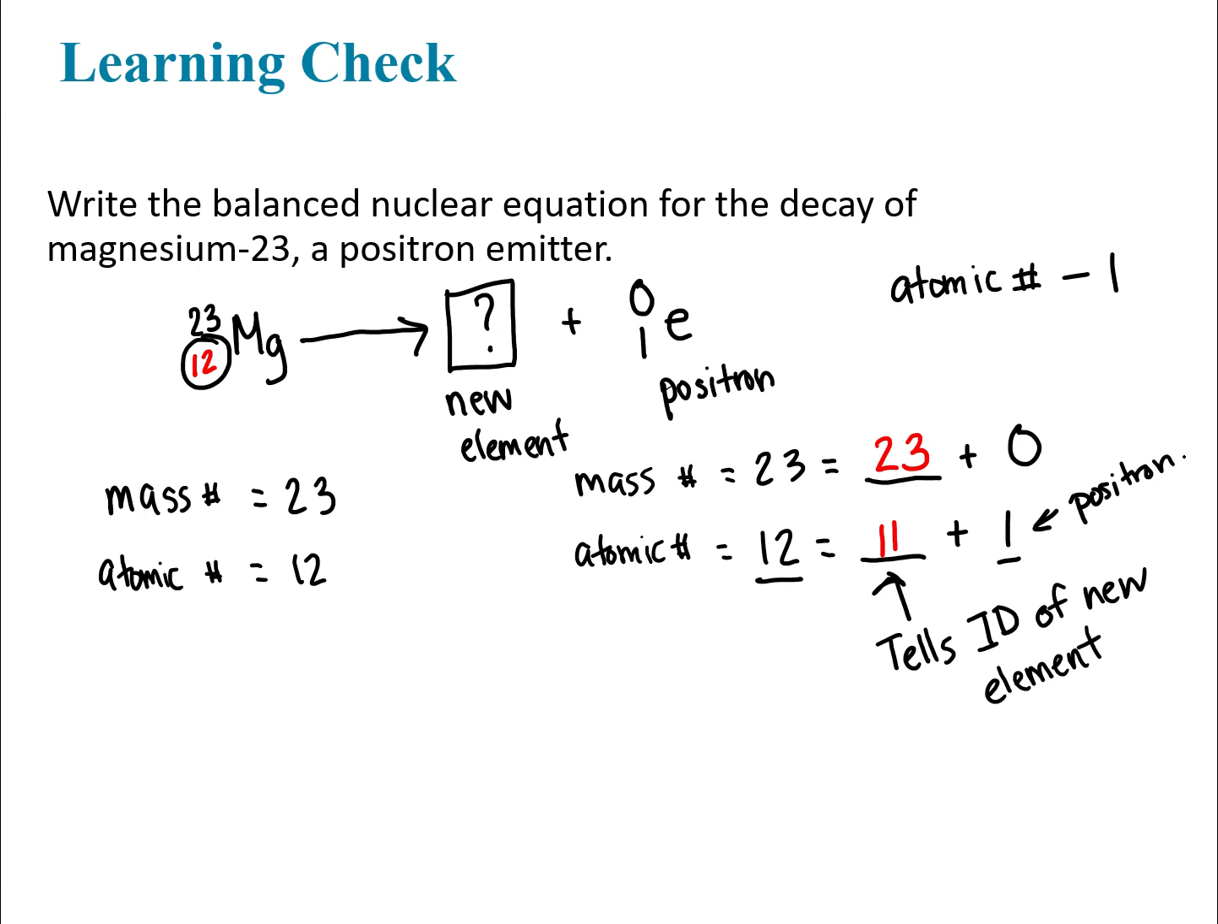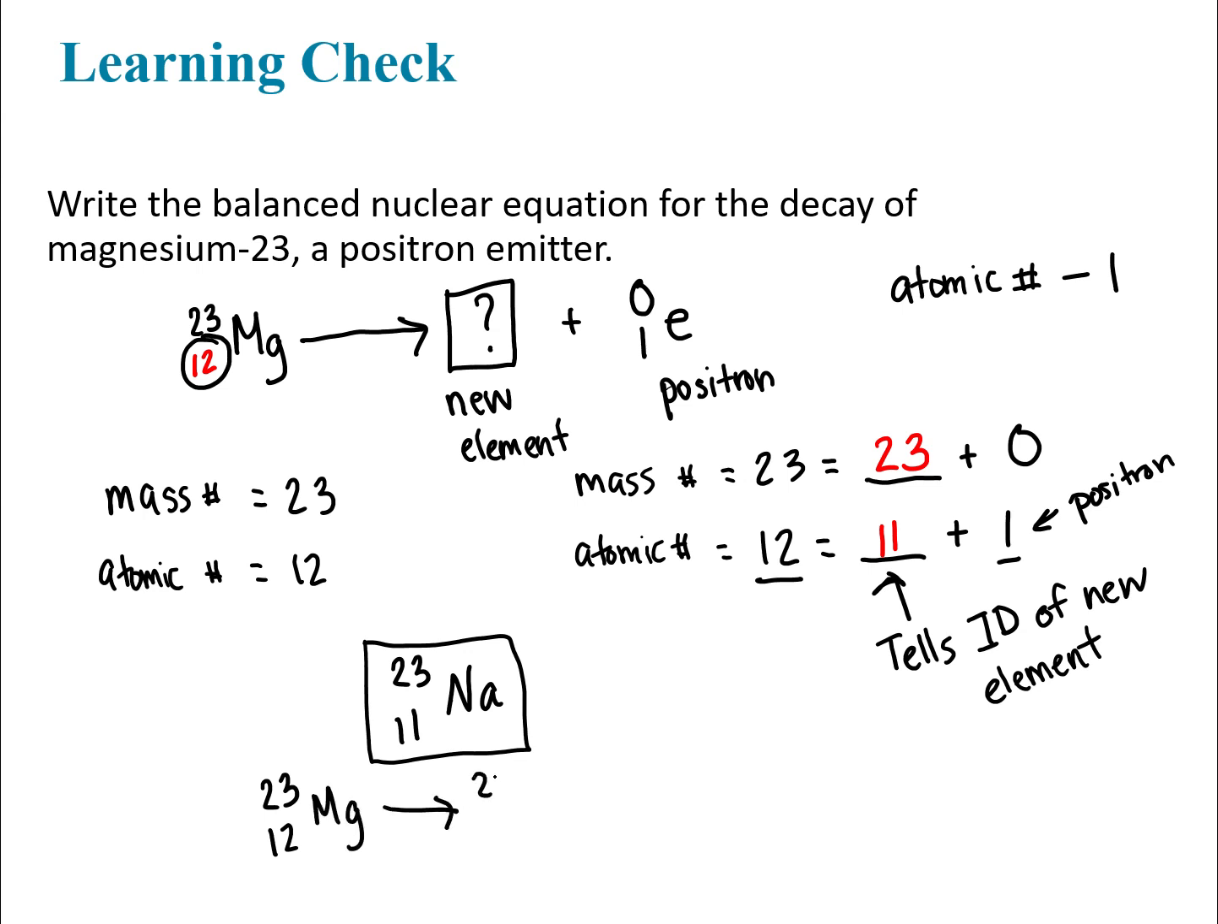Alrighty. So we know our new atomic number. We know our mass number. We look up that atomic number on the periodic table, and it's sodium. So that's our new element. Now the question asks for a balanced nuclear equation. So if you were doing this for a chapter check-in, the final answer would be writing the whole thing out.